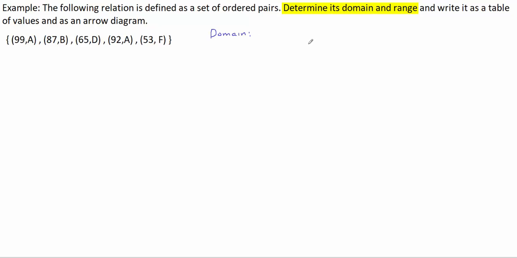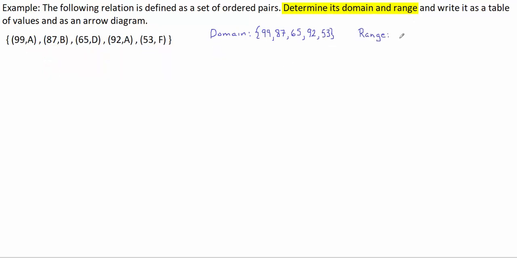The domain of a relation defined as a set of ordered pairs consists of all the first coordinates, or you may think of them as the x coordinates of the ordered pairs. So in this example, the domain consists of the first coordinates 99, 87, 65, 92, and 53.